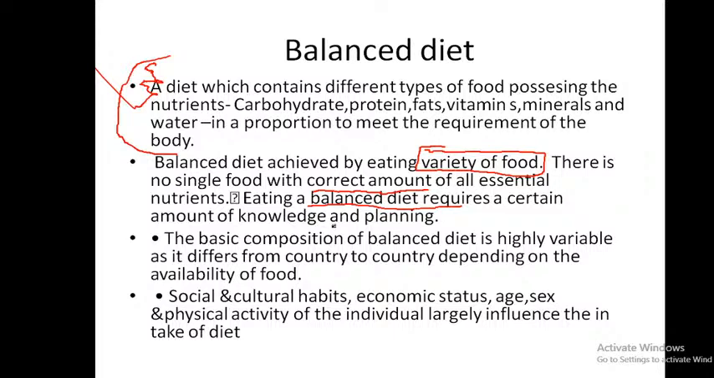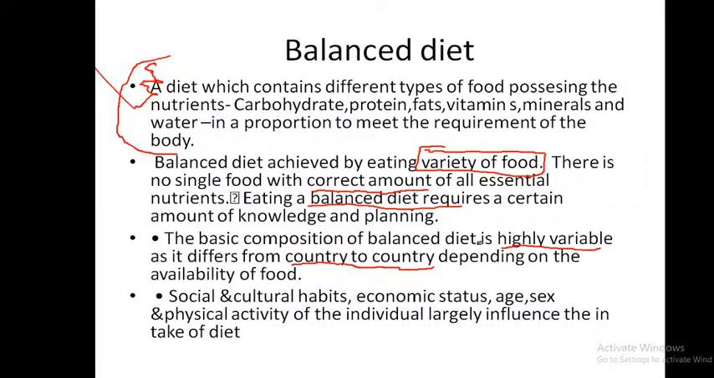The basic composition of a balanced diet is highly variable. ഇന്ത്യയിലുള്ള ആളുടെ ബാലൻസ്ഡ് ആയിട്ട് ആയിരിക്കില്ല ആഫ്രിക്കയിലുള്ള ആളുടെ, യുഎസിലുള്ള, കാനഡയിലുള്ളത്. It differs from country to country. That is very, very important. And nowadays, what type of food do we consume? Especially we Keralites are not consuming the food which was consumed by our forefathers. We consume chicken, shawarma, and because we are consuming food which is eaten by Arabs, we are consuming foods which are eaten by the Europeans and all.